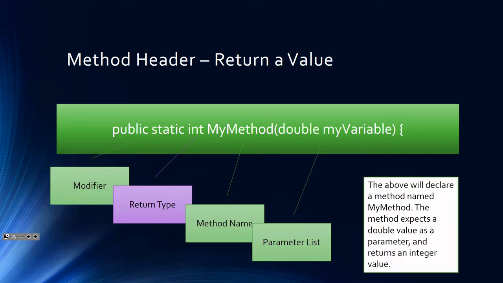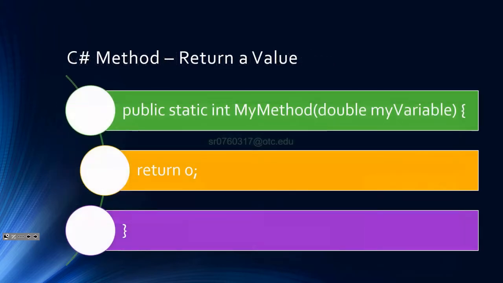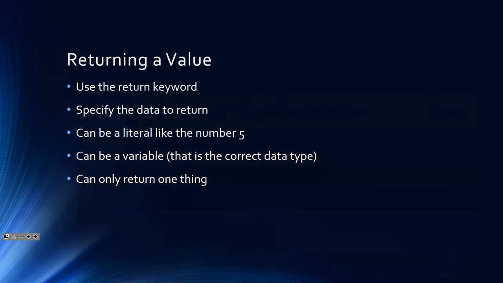Let's look at how that would change our code. Whenever we have a method that returns a value, somewhere in the method body, there has to be a return statement. And that return statement has to specify something to return that is an int. So they have to match. So when we return a value, we use that return keyword and specify the data that we want to return. And it could be just something hard-coded in there, a literal like the number 5. It could be a variable, but we can only return one thing.